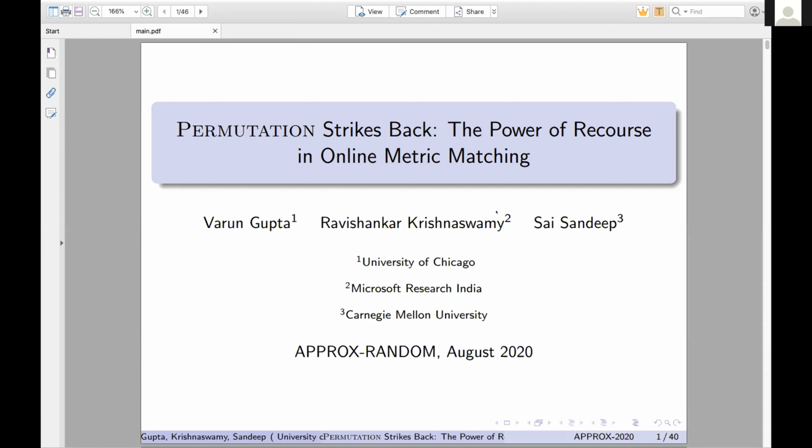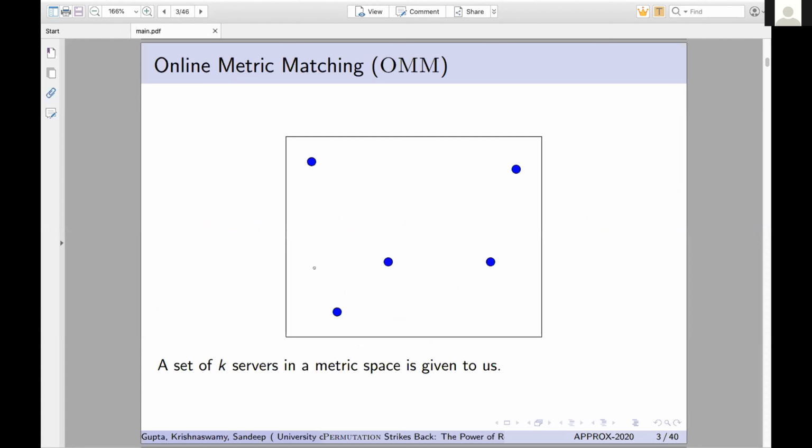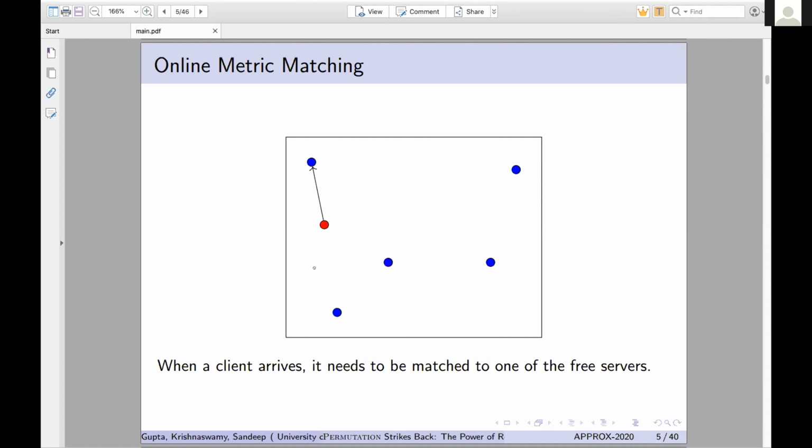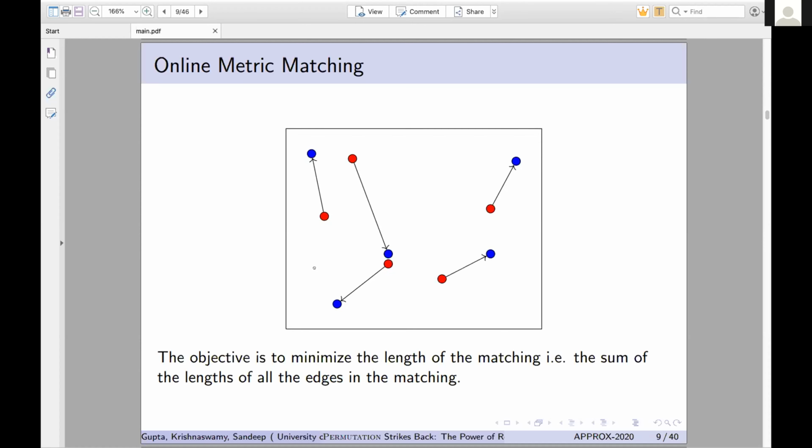Yeah, so this work is about online metric matching with recourse. We'll first start with introducing the problem quickly. In the online metric matching problem, we have a set of servers that are predefined and given to us on a metric space. And we also know the number of servers, and n clients arrive one by one. When a client arrives, we need to match it to one of the servers that are available to us. And as in any other online setting, any server that is used cannot be used again. And the goal is then to minimize the total cost of the matching.